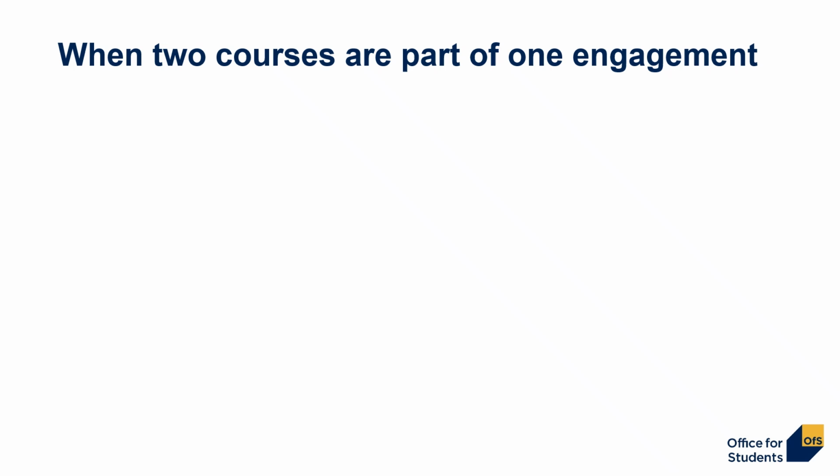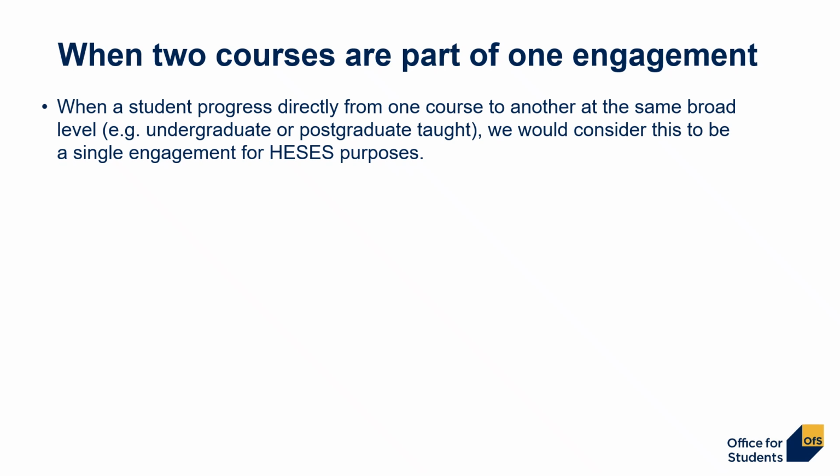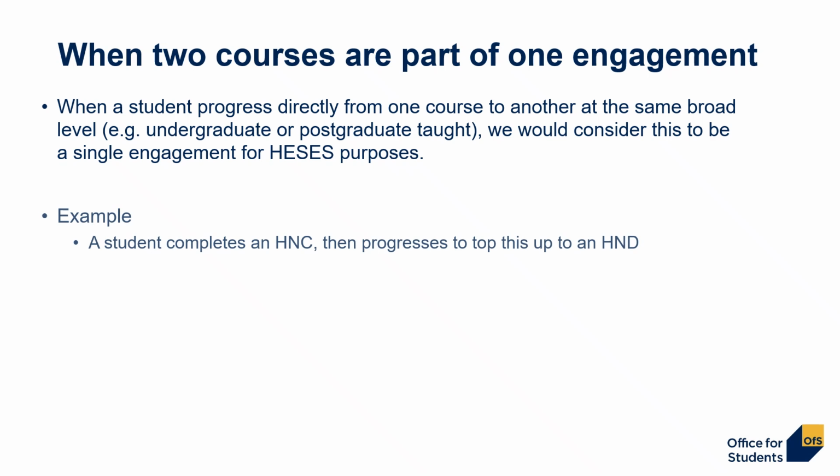One final thing to note, when a student progresses directly from one course to another at the same broad level, which is to say perhaps undergraduate or postgraduate taught, we would consider this to be a single engagement for HESIS purposes. A typical example here would be a top-up scenario. For example, going straight from a higher national certificate, an HNC, and then following on to a top-up to a higher national diploma at an HND course. Both of these are at the same broad level, in this case undergraduate level. If in doubt about how to treat this kind of scenario, please get in touch with us.